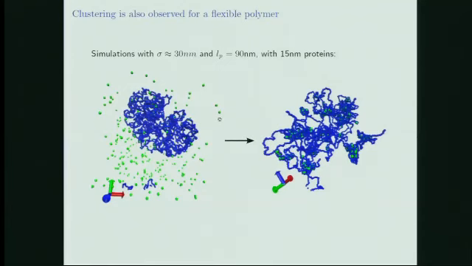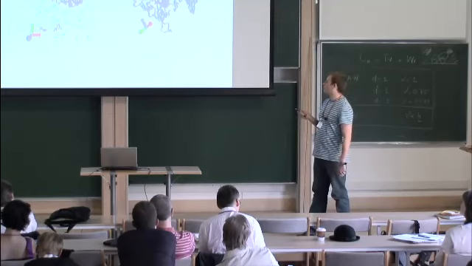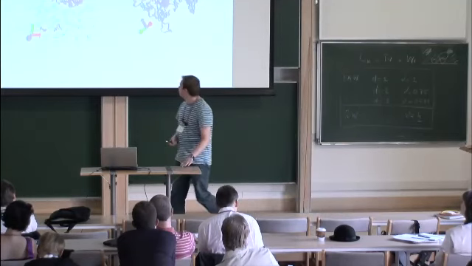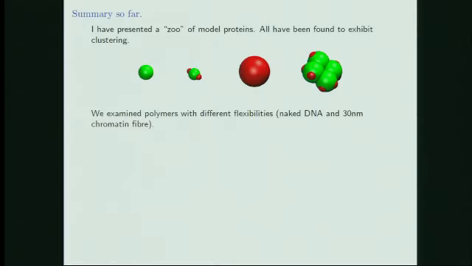Okay, so again we did simulations with a large DNA, lots of proteins, so a large chromatin fibre this time, and again we see this clustering due to the same effects I mentioned before. Okay, so just to summarize what I've talked about so far in this first part of the talk, we've looked at a zoo of different very simple protein models, and we've looked at polymers with different flexibilities representing naked DNA and a chromatin fibre, and all of them have been shown to exhibit this clustering behavior.